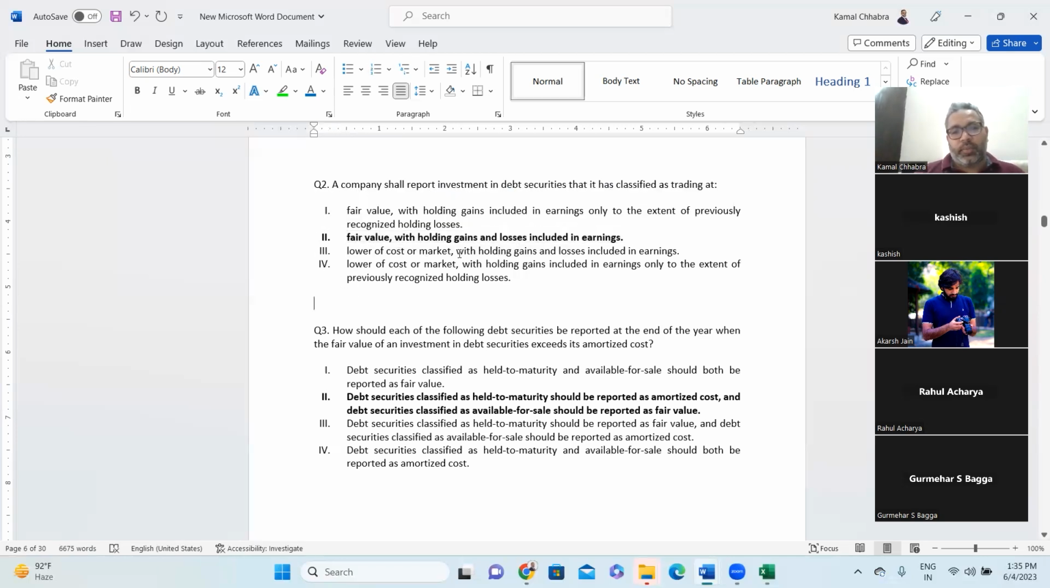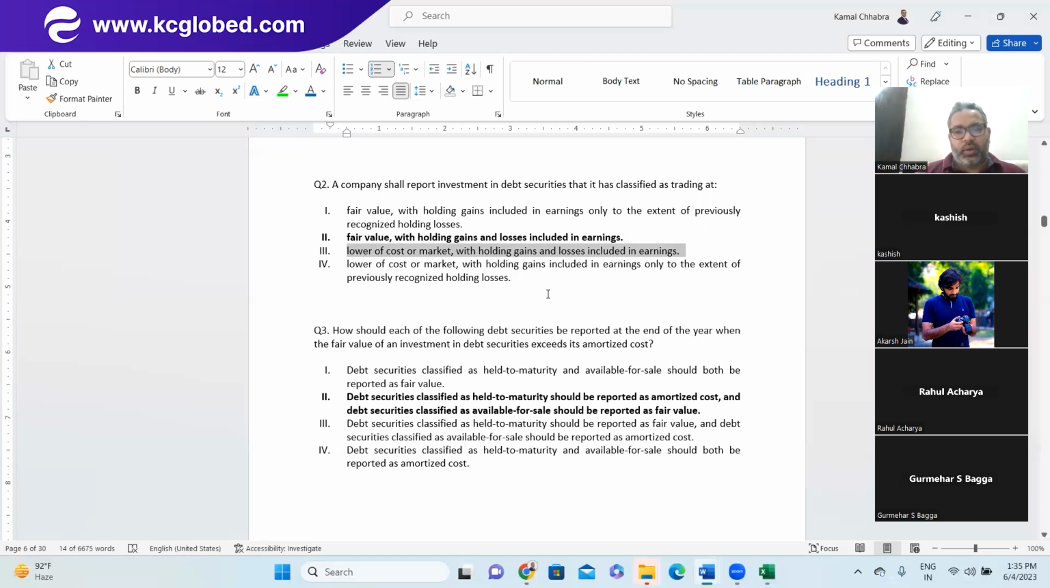Third is lower of cost or market with holding gain or loss included in earnings. Is there any concept of market? No, it will always be fair value. Lower of cost or market with holding gain included in earnings, same thing. It has to be at fair value, and all the holding gain and loss should be included in the income statement. Make sense? Why is the second option correct?